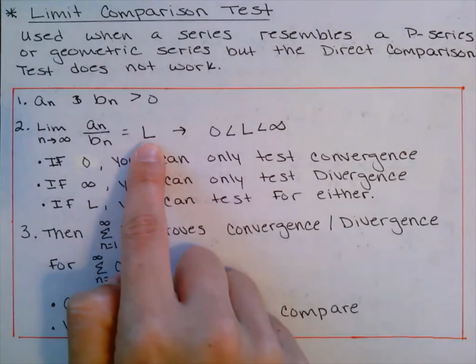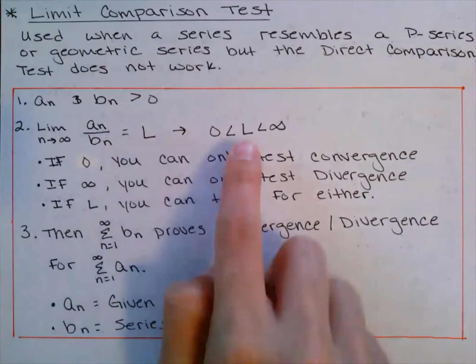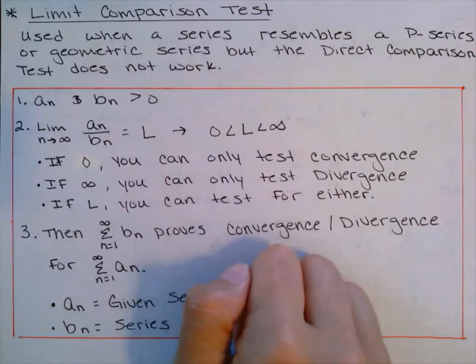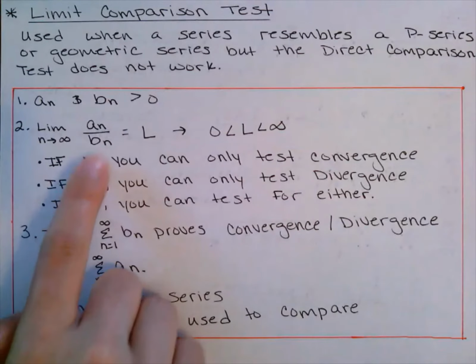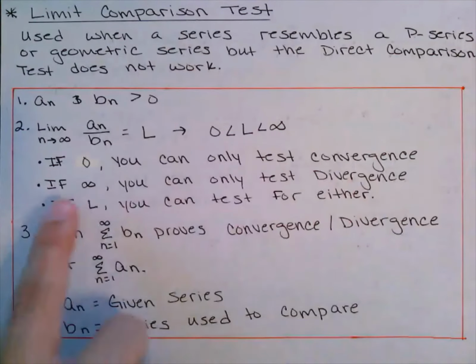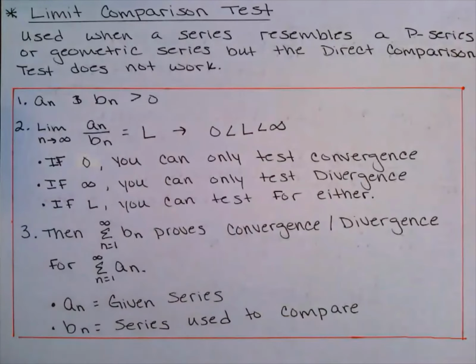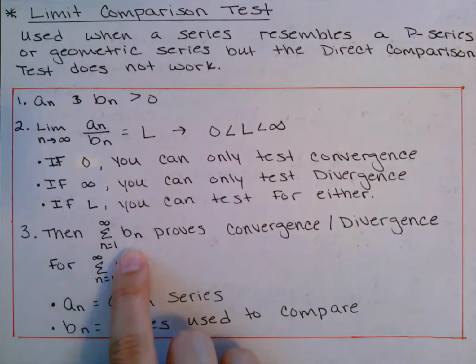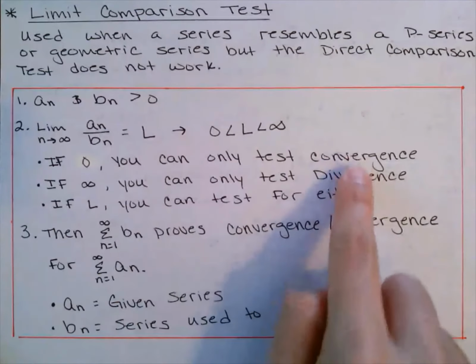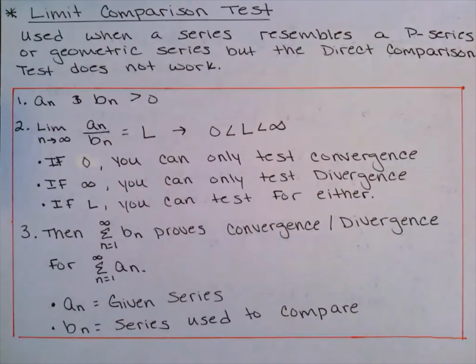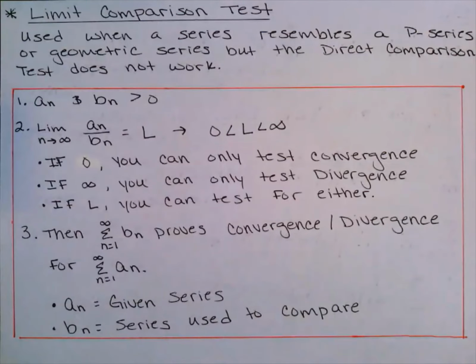Your limit should give you an answer, right? If it gives you an answer L, L is going to represent any number between 0 and infinity. If your limit gives you 0, you can only test for convergence. If it gives you infinity, you can only test for divergence. If it gives you an L, a number in between 0 and infinity, then you can test for either, okay? Then once you've proved that, step 3 says that the answer of the series for b sub n, the one you're using to compare, will then tell you the convergence, divergence, or either of the original being given, okay? Let's take a look at an example.